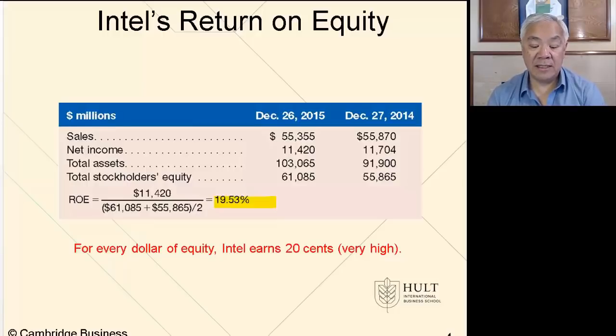So ROE is net income divided by the average of shareholders' equity. So it's the 61 for this year, the end of year. And the beginning of this year, or 2015, is equal to the end of last year. So New Year's Eve is very similar to the following New Year's Day. And that's what we do here. So the average is 2015 plus 2014 divided by 2. This particular analysis is not particularly hard, and yet it yields insight that Intel is very profitable and quantifies it.